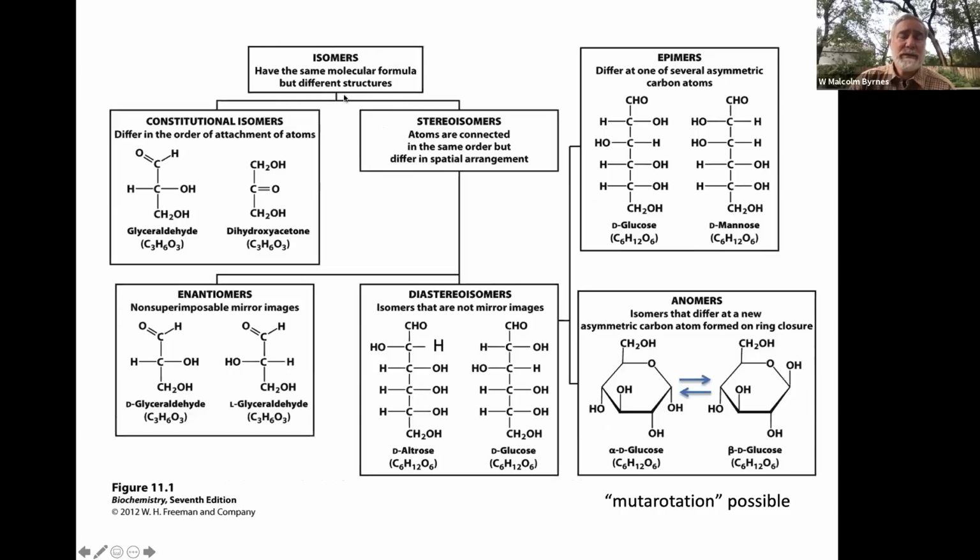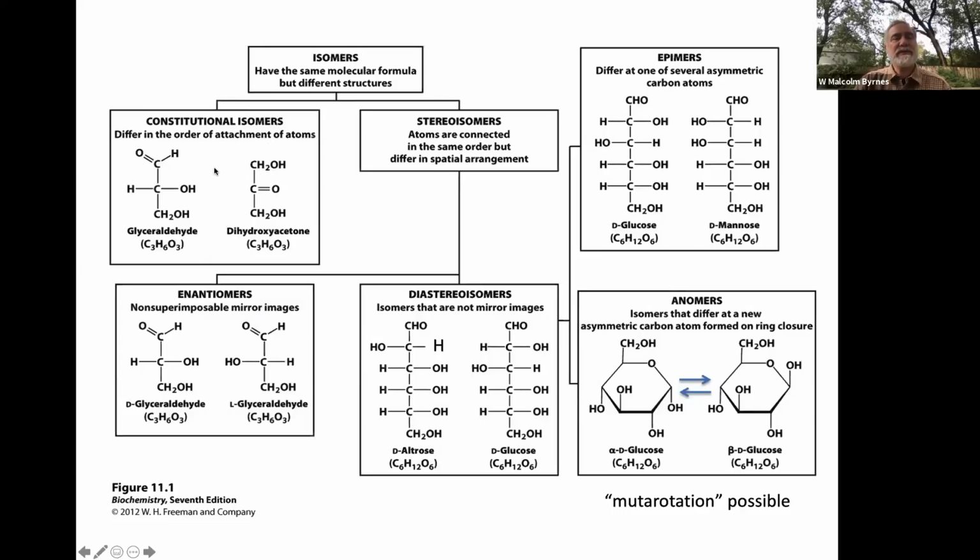So what is an isomer? Isomers are molecules that have the same molecular formula, but different structures. That's straightforward, okay? Among these, we can have so-called constitutional or structural isomers and stereoisomers, okay? Now, constitutional isomers differ in the order of attachment of the atoms, okay? Same molecular formula, different structures that differ in the order of attachment of the atoms.